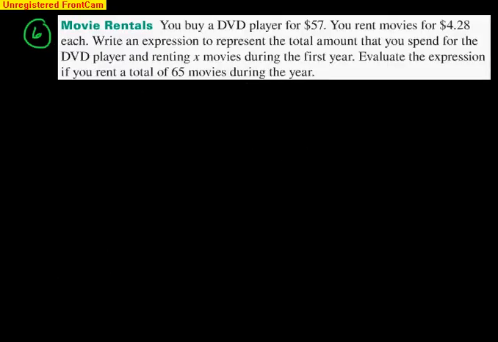Alright, so here's our next problem. It's a word problem. It says you buy a DVD player for $57. You rent movies for $4.28 each. Write an expression to represent the total amount that you spend for the DVD player and renting X movies during the first year. Okay, so let's stop there. Let's do the first part. Okay, so the first part is write an equation. X is your number of movies. Always identify the variable. It's so important in algebra.